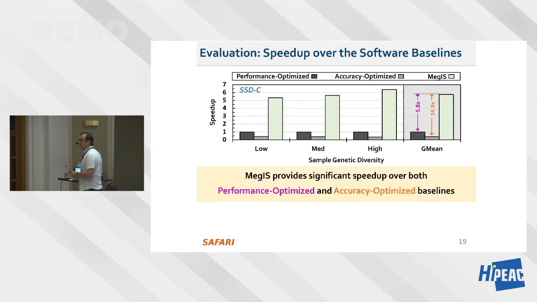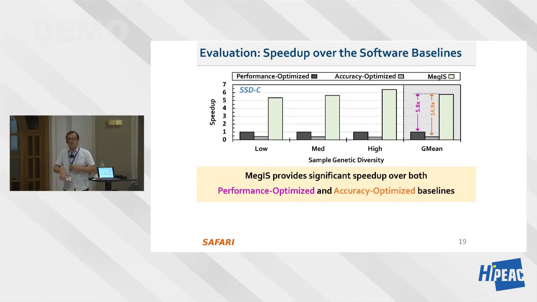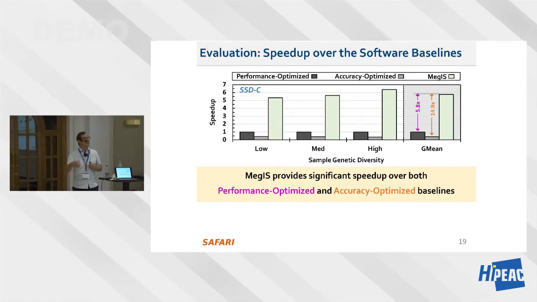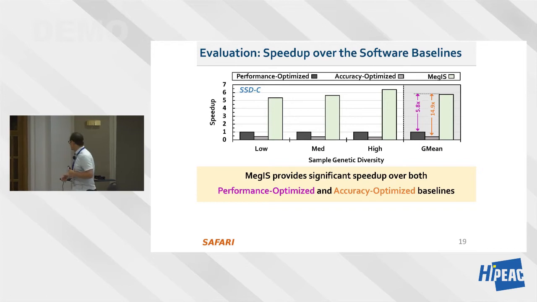In the end, you get pretty good benefits by partitioning things appropriately between the host and the storage. These are some performance optimized versus accuracy optimized baselines, and compared to especially the accuracy optimized baseline, this in-storage processing gets a lot of performance, more than 14x, without losing accuracy. The performance optimized baselines usually lose accuracy in the genomic analysis, which we don't want in many tasks. Sometimes you can tolerate it, but sometimes you cannot.